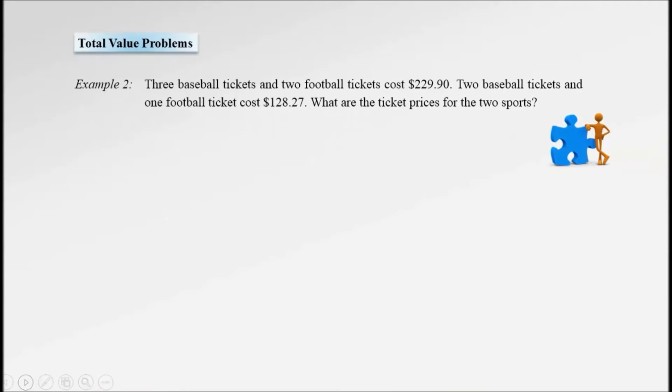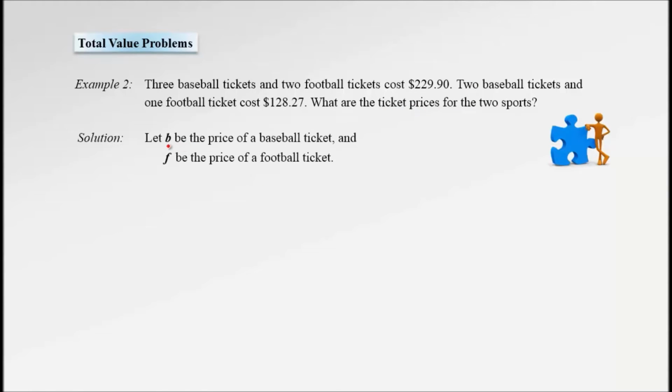Here we have another type of problems, total value problems. 3 baseball tickets and 2 football tickets cost this much. 2 baseball tickets and 1 football ticket cost that much. What are the ticket prices for the 2 sports? So, since we have 2 sports, we need to introduce 2 variables. Let's use suggestive letters.